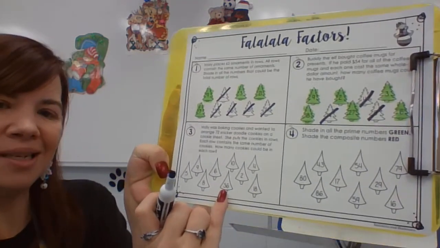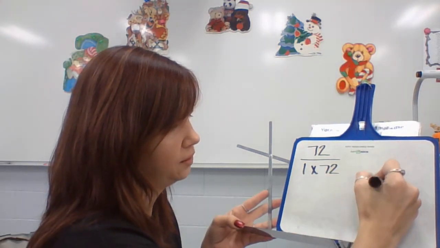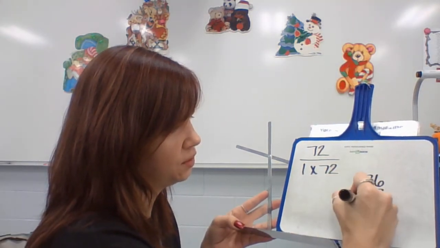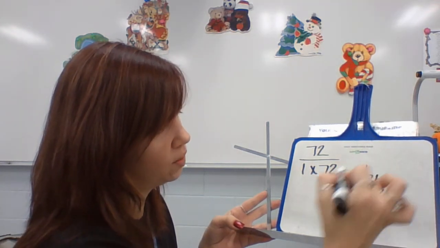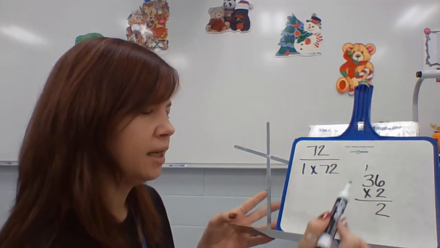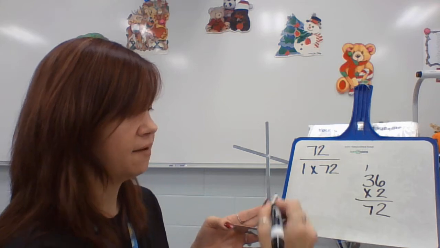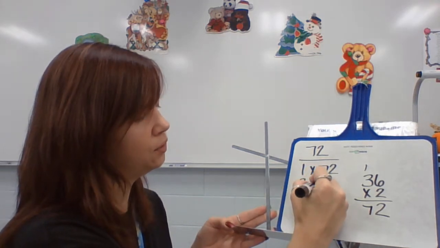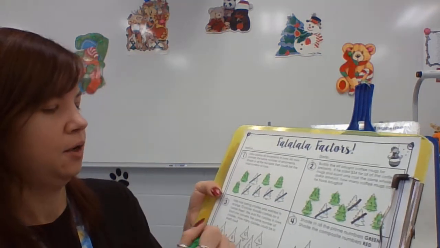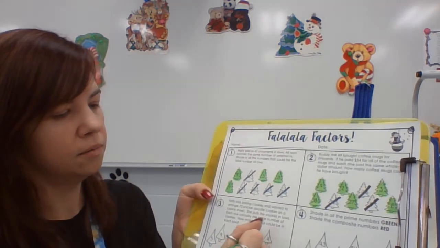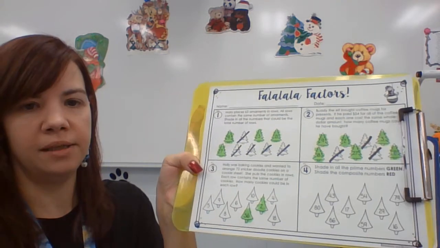So I'm going to try this 36 that's here. See what that gives me. So 36 times 2. 6 times 2 is 12. 3 times 2 is 6, plus my 1 is a 7. 72. All right, so I know that 2 and 36 are factors. So I'm going to color in the 2, going to color in the 36. All right, so far so good.